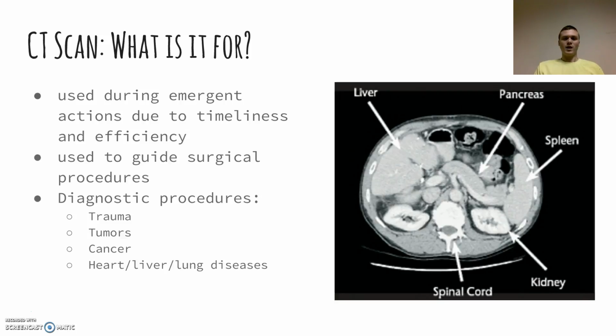What is it for? It's used during emergent actions due to its timeliness and efficiency. Basically, during trauma, a lot of times patients will receive CAT scans to see if they have any problems with their spine or their brain. It's also often used during surgical procedures because it can give surgeons a very precise image of where internal body structures are located. It's also used to find tumors and cancer, and it can diagnose heart, liver, and lung diseases.